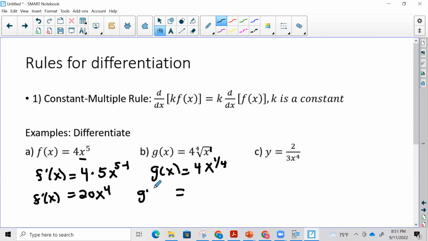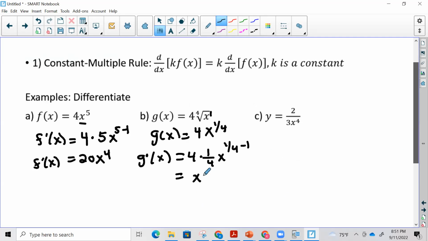When I take the derivative, again, I use the derivative notation. So I put the apostrophe on it, and you should always be labeling your derivatives. And so I'd have 4 times this exponent, which is 1/4, and then x to the 1/4 minus 1. 4 times 1/4 is 1. So I just have x. You can write the 1, but we don't need it. And then 1/4 minus 1 is -3/4.